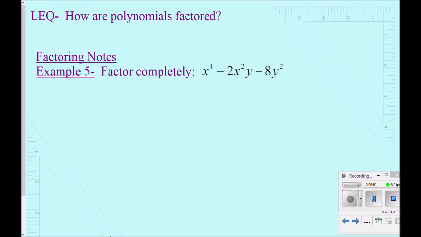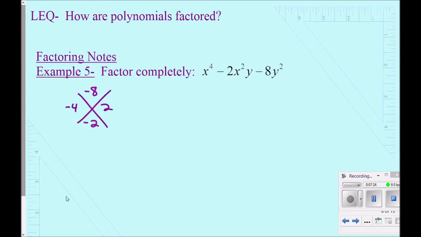Next, first check for GCF. I don't see any. Trinomial, 3 terms, means I'm going to make a generic rectangle possibly, but definitely a diamond. So 1 is the leading coefficient times -8 gives me -8, and the middle coefficient is -2. So I'm thinking factors of -8 that are going to add to -2. So I know 4 and 2. More specifically, the sign needs to be negative for the 4.